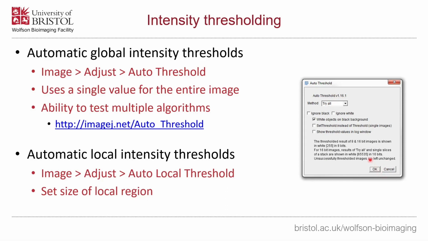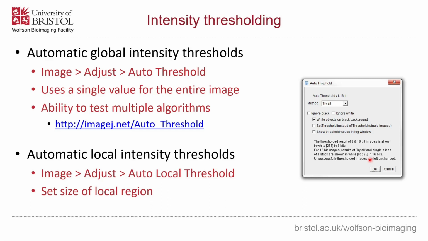The benefit of this is that it automatically selects where that threshold should go, so it's removing user bias, and it also makes the whole process a lot easier because you don't have to manually set it on an image by image basis. Now this threshold is a global threshold, so it's the same intensity value being applied for every single pixel within the image.